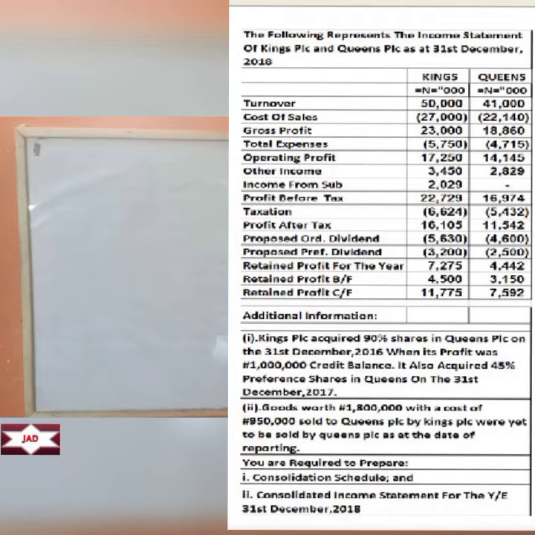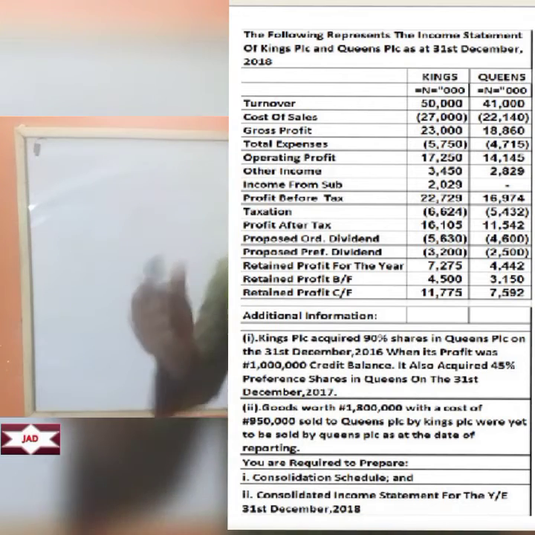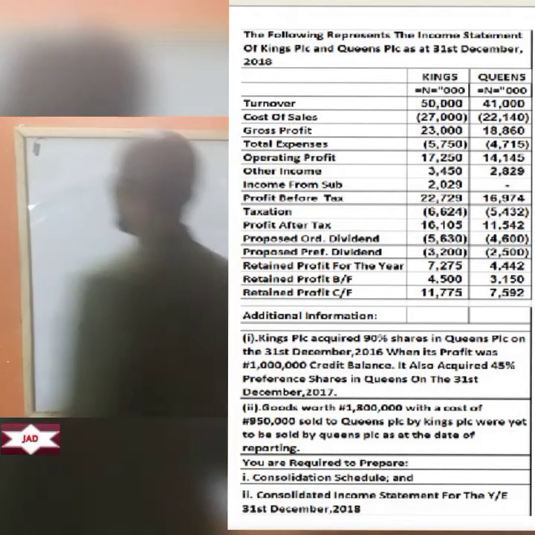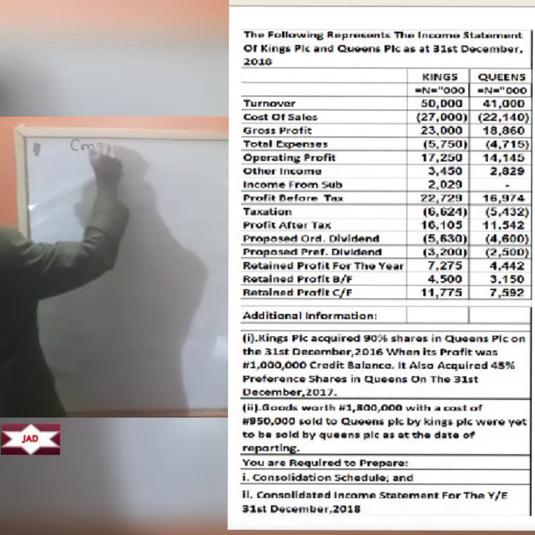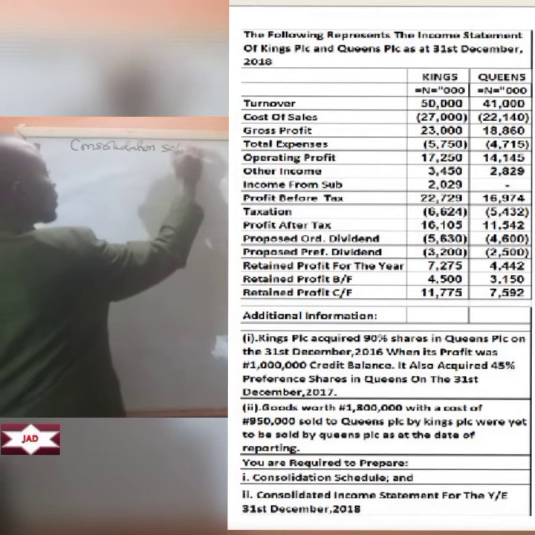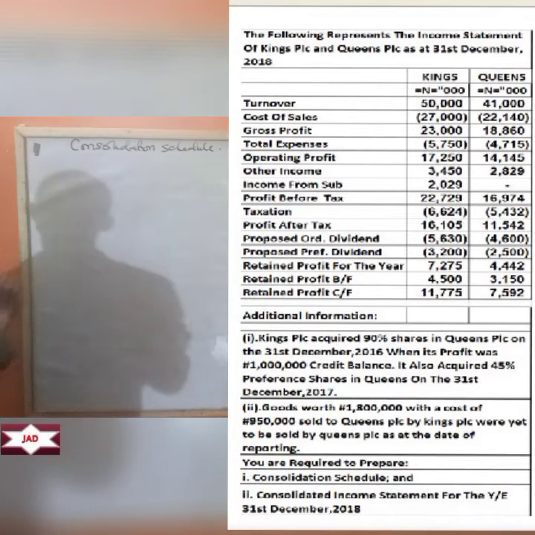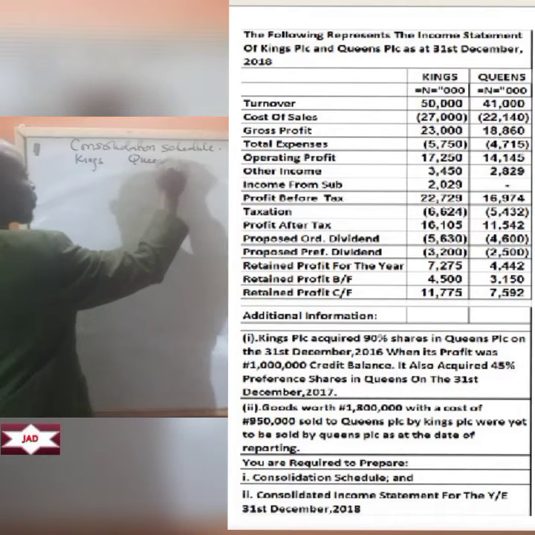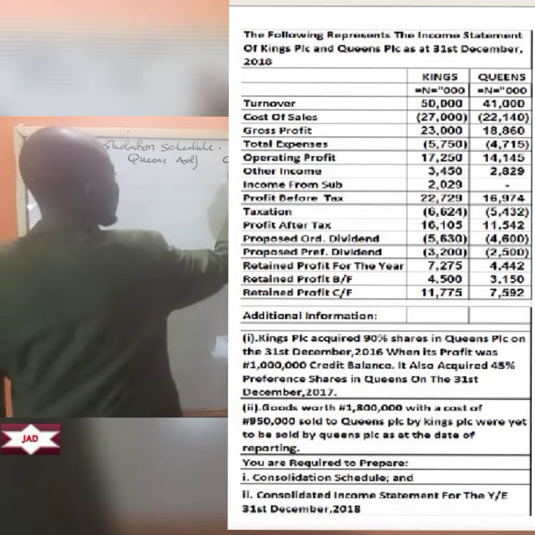Goods worth 1.8 with a cost of 950 were sold to Queens PLC by Kings PLC, and they had to be sold by Queens at the date of reporting. You're required to prepare the consolidation schedule and consolidated income statement for the year ended 2018. So this is a straightforward question. It's just for us to understand the elimination of income from a subsidiary. So let's go. So we have the consolidation schedule. Of course, we're going to have Kings, Queens, adjustment, then you have CP and L.